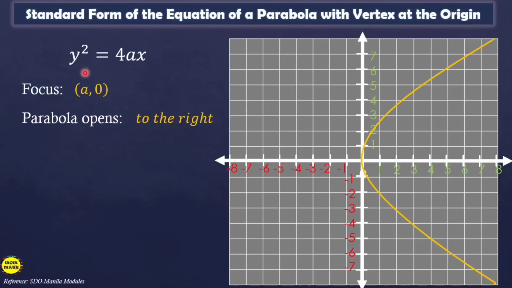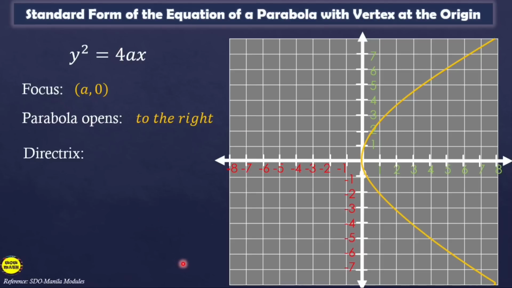Kung ganito lang yung given, para malaman nyo agad kung opens to the right or opens to the left, titingnan nyo lang yung variable na hindi naka-raise sa 2. Kung kagaya nito, yung x dito ang hindi naka-raise sa 2, ibig sabihin yung graph natin opens to the right or opens to the left. Depende na lang sa sign na gagamitin.